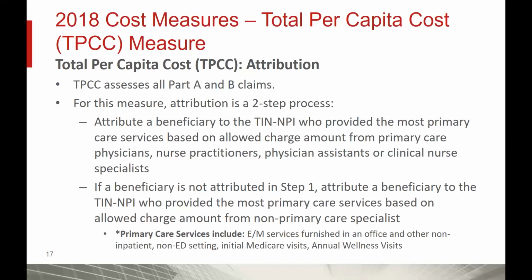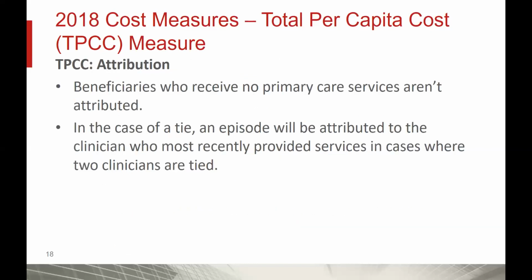And it's important to note that CMS defines primary care services to include E&M services furnished in an office and other non-inpatient, non-ED settings. They also include initial Medicare visits and annual wellness visits. Beneficiaries who do not receive any primary care services will not be attributed. And in the case of a tie between multiple providers, an episode will be attributed to the clinician who most recently provided services in cases where two clinicians are tied.